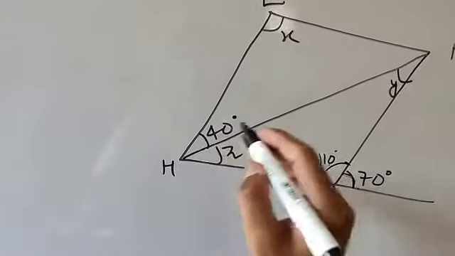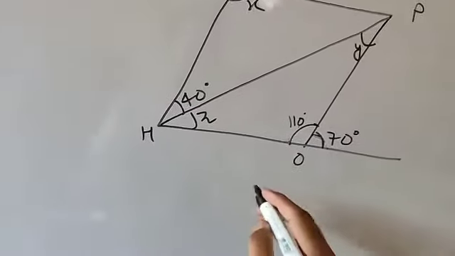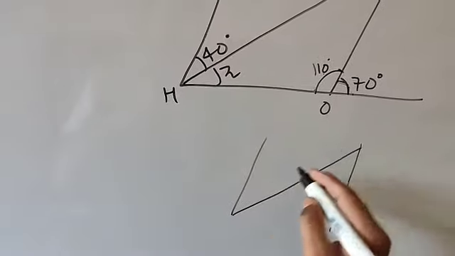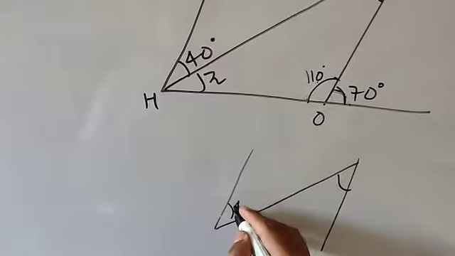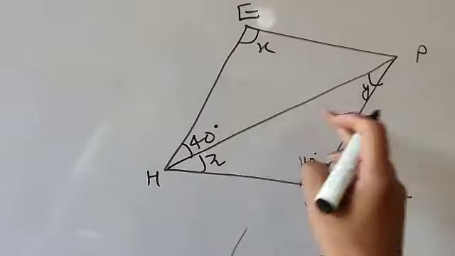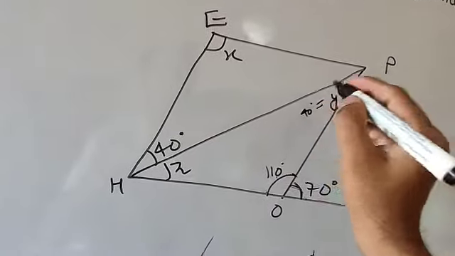Now here it is 40 degrees. So here HE and OP are the parallel lines. It is like this, and one line is intersecting. So these two are the alternate interior angles. So if it is 40 degrees, then it will also be 40 degrees. Then you will write y equal to 40 degrees, alternate interior angle. So here you will get y equal to 40 degrees.